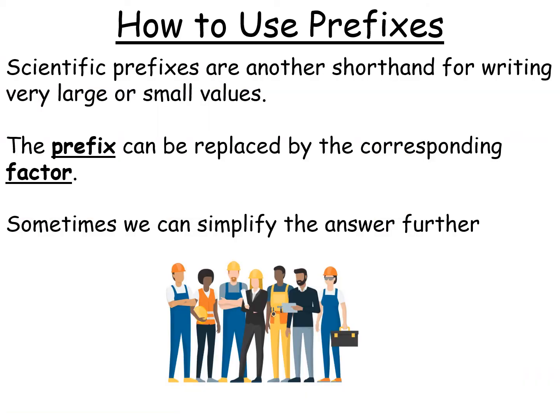So, why do we use prefixes? Well, they're another way for us to write big numbers in a really quick and compact way. The way we use them is that we just replace the scientific factor, the times 10 to the bit, with the prefix symbol. Okay, once we do that, we can also simplify the answer a little bit further, which I'm going to show you in the next slide.